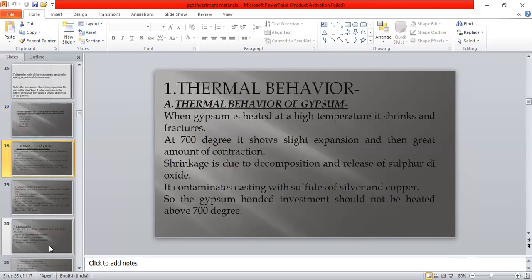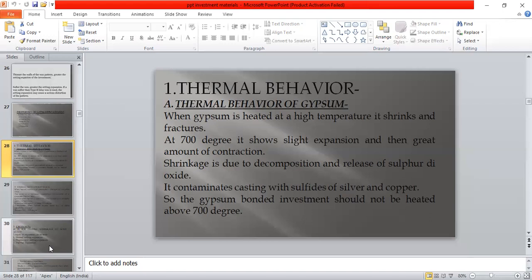So the first one is thermal behavior. As already discussed, the thermal behavior of gypsum and the thermal behavior of silica. In the thermal behavior of the gypsum, when gypsum is heated at a high temperature, it shrinks and it fractures. At 700 degrees, it shows a slight expansion, then a greater amount of contraction.